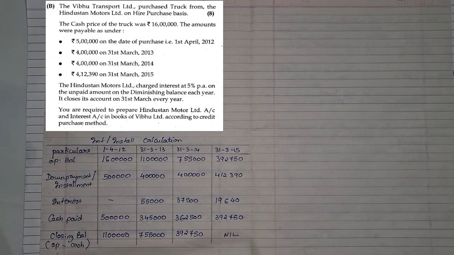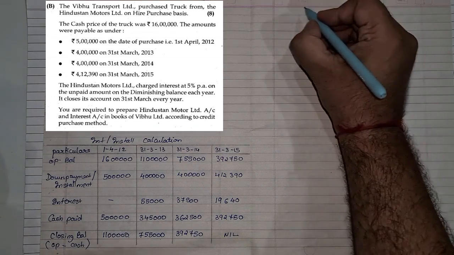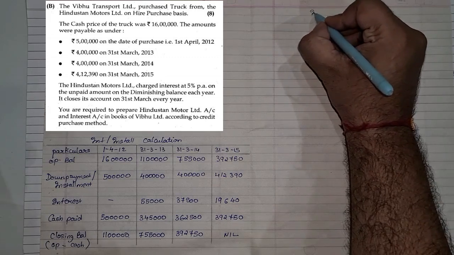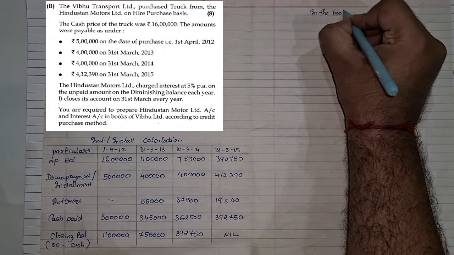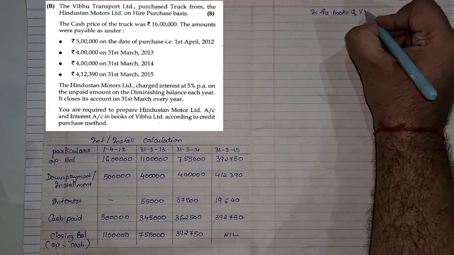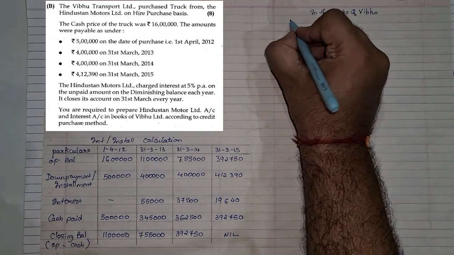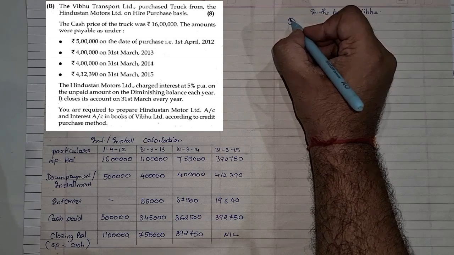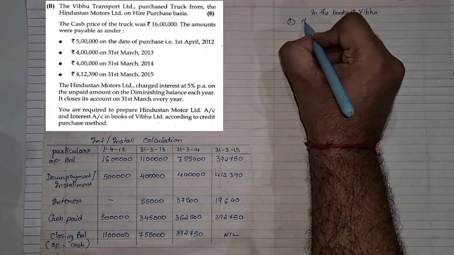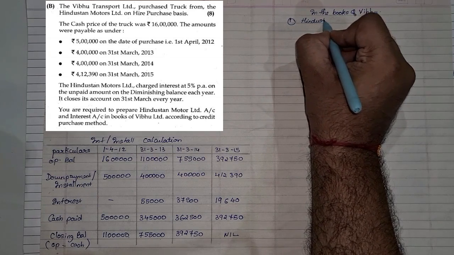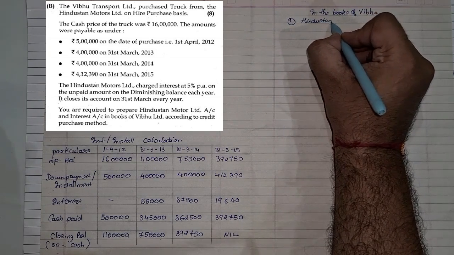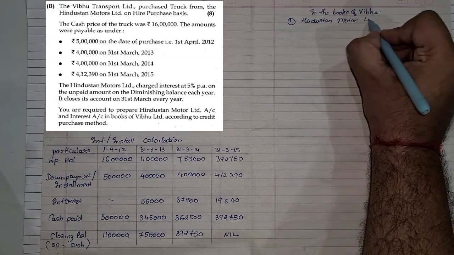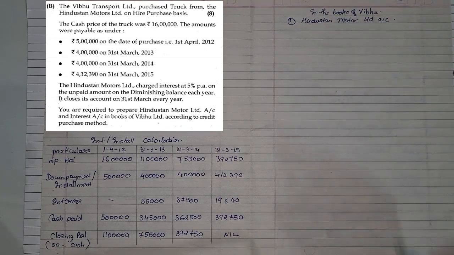So now they have asked us to prepare 2 accounts. The very first, they said, in the books of Vibhu, so I'll write here: in the books of Vibhu, we have to, number 1, prepare Hindustan Motor Limited account. And second, we have to prepare interest account. Okay, so what I'll do here is, first I'll make the columns and then we'll see how to solve the sum.